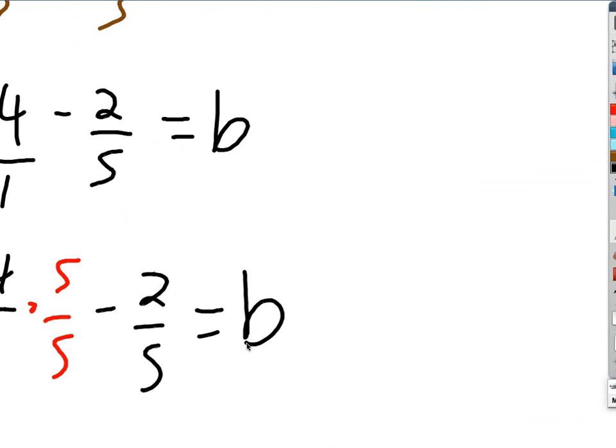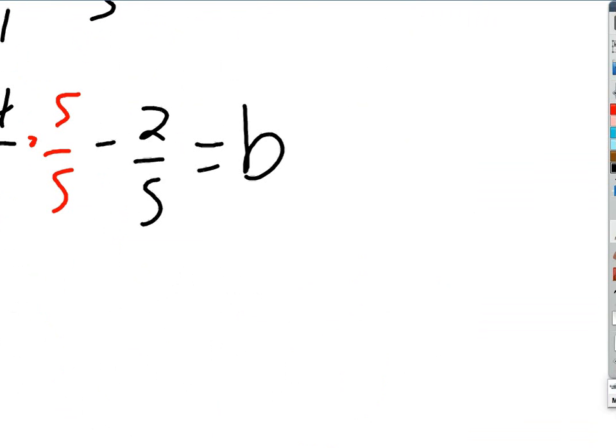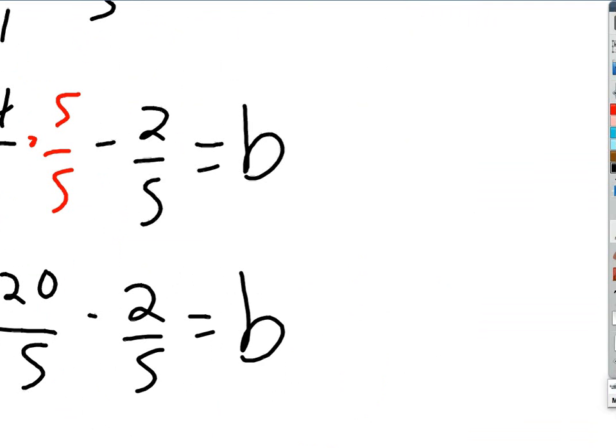So you're going to multiply the left fraction by 5 over 5. That way the bottom will be 5. And of course, if you multiply the bottom, you have to multiply the top. So you get negative 20 over 5 minus 2 over 5 equals b.